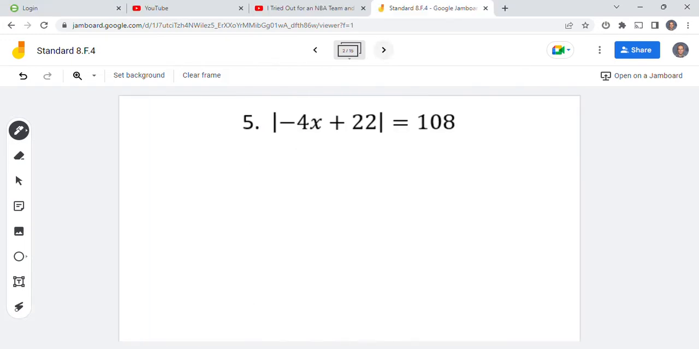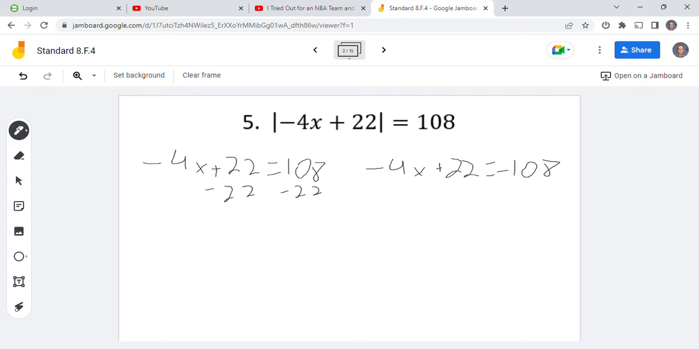On this one, we have absolute values, so we have to set up our two scenarios. We can have negative 4x plus 22 inside those absolute values could equal 108. That would give us one solution. And negative 4x plus 22 could give us negative 108. Solving these, we end up subtracting 22. Subtract 22. That'll give us negative 4x equals 86. Divide that by negative 4, and we get x equals negative 21.5.